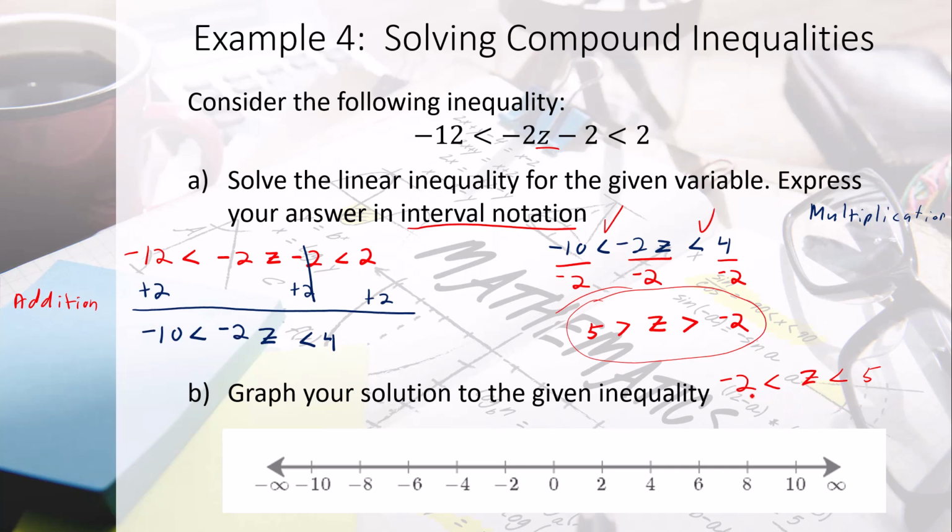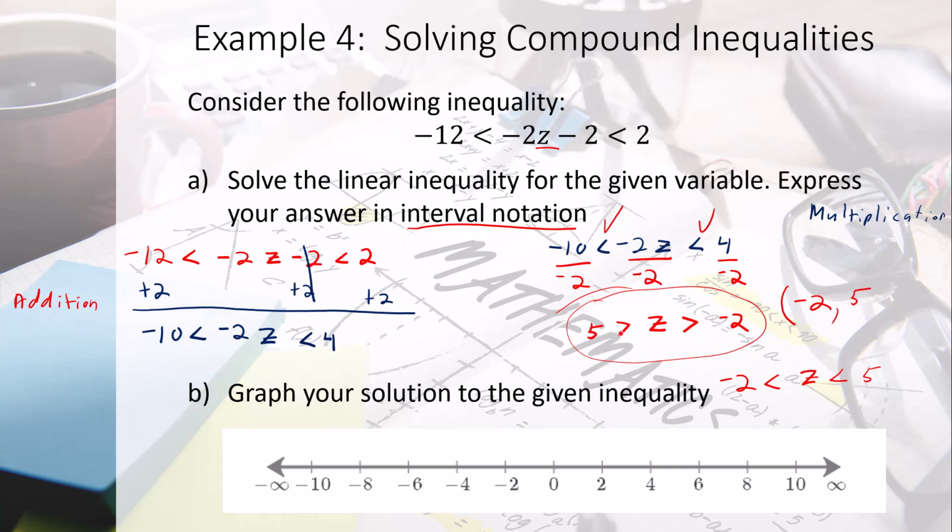The reason why you want to do this is because when you write something in interval notation, you always want to start with the smaller number. The smaller number is negative 2. You can work with either of these, you just have to be a little careful here. Since we have a strict inequality with negative 2, that is going to be a parenthesis. The larger number is 5.